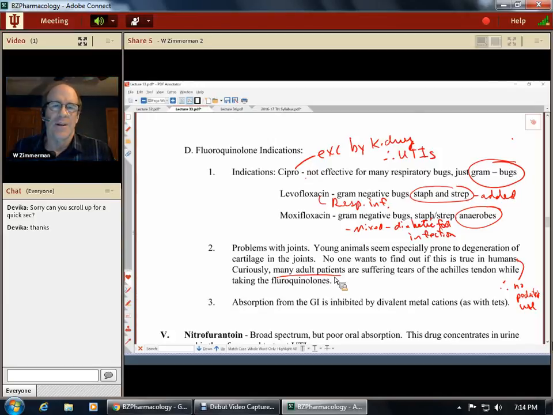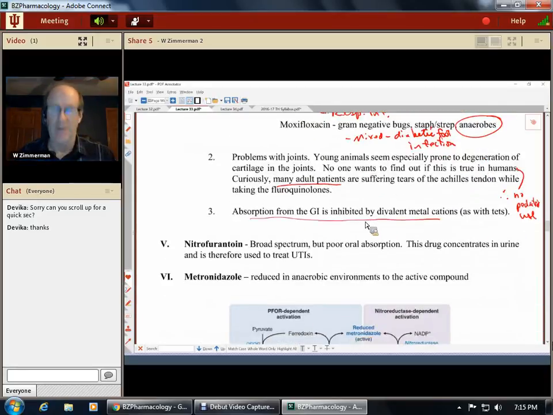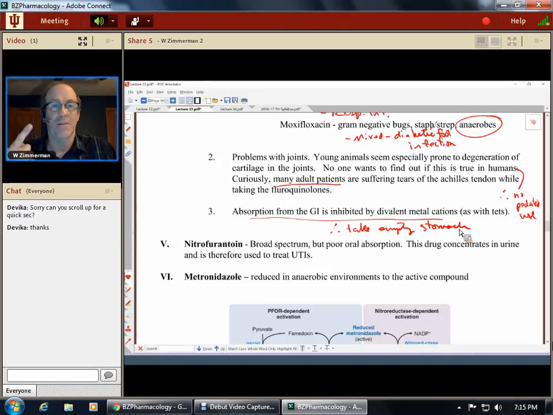But still, you avoid a hospital stay. There are so many problems with a hospital stay besides expense. Additionally, much like the tetracyclines, absorption from the GI is inhibited by divalent metal cations. But I just tell patients, take on an empty stomach. I'm not going to write it down, but the levofloxacin is given just once a day. The ciprofloxacin is just twice a day. These are extremely easy drugs to dose.